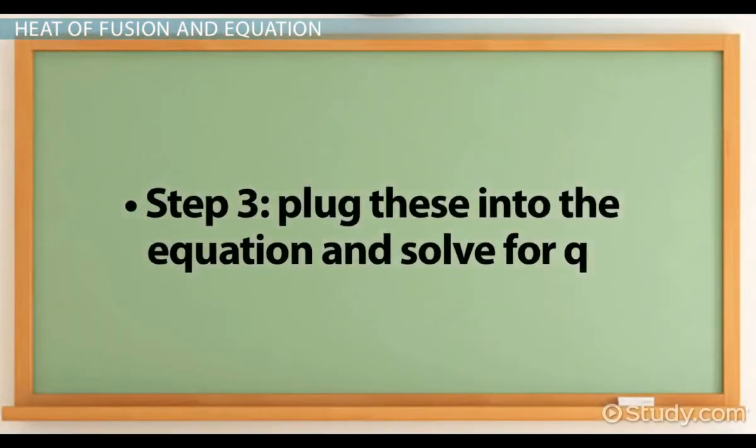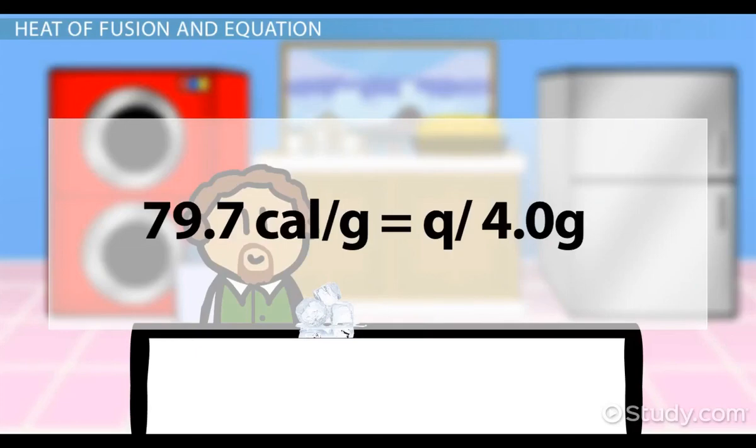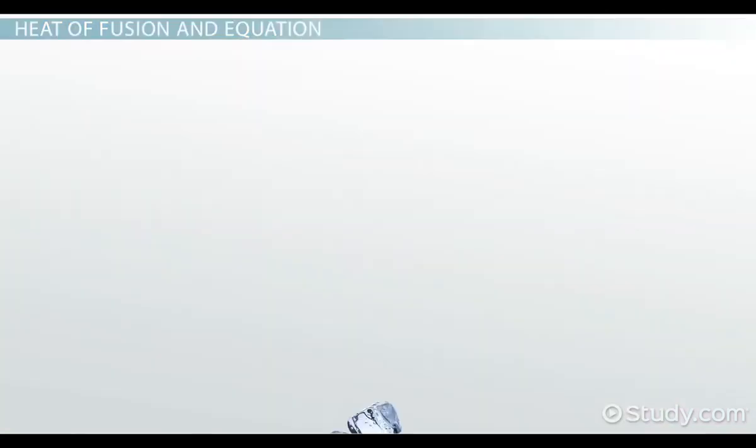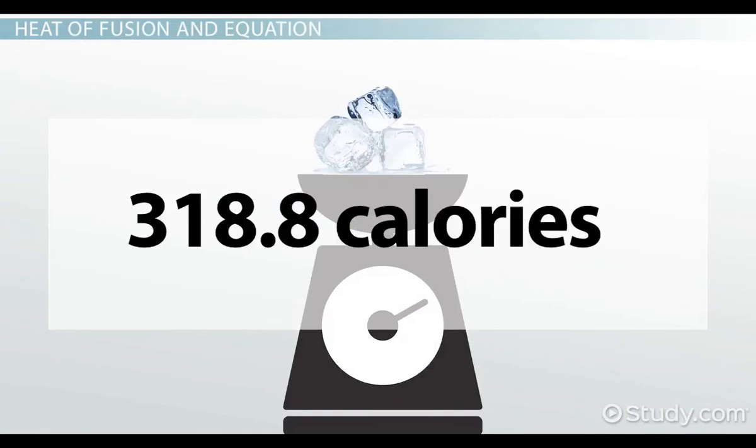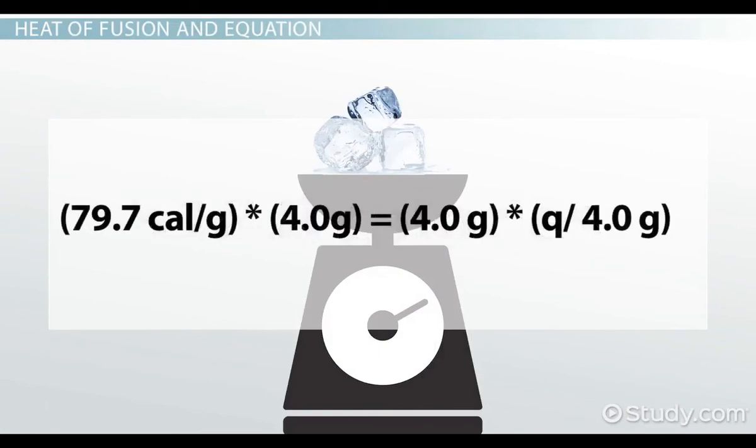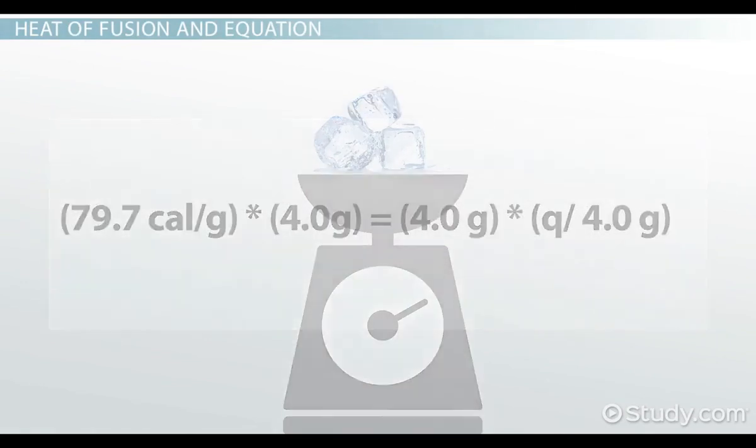Plug these into the equation and solve for Q. Multiply by 4 grams on both sides so you can get Q by itself. Your answer is 318.8 calories. So it takes 318.8 calories to turn a 4-gram ice cube into a liquid, which is less than 1 food calorie.